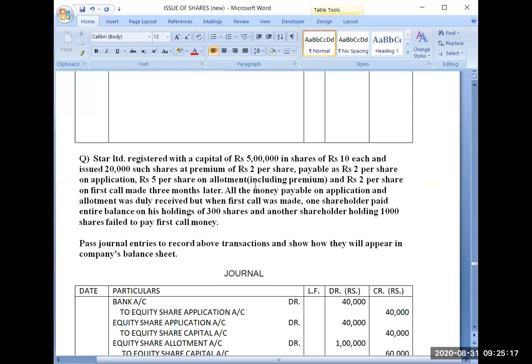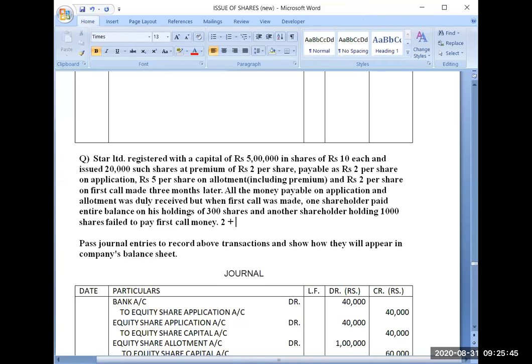Most of you will be doing 300 multiplied by 3, but it is wrong. 300 multiplied by 3 is wrong answer. Now see, application money is rupees 2. Please use some pen and paper with me. Application money is rupees 2.